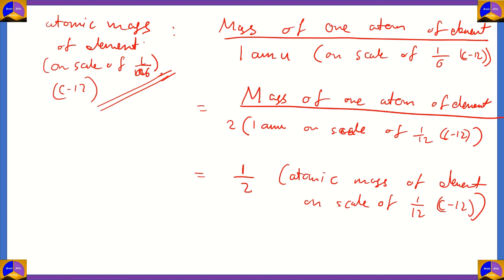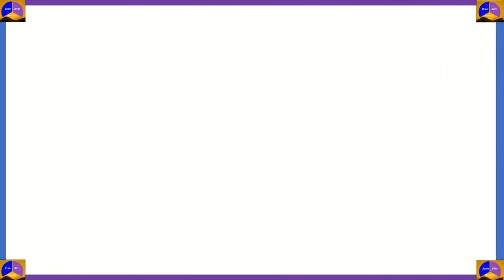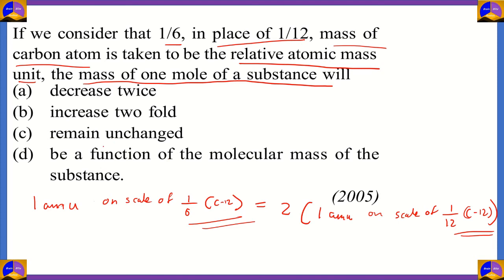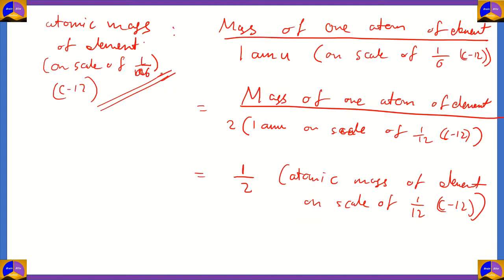So therefore, if you were to check our options, option A, decrease twice, is the correct answer, because here the mass decreases by half, because the denominator increases. In any case, if the denominator increases, the numerator decreases by the same proportion. So here the denominator increases by 2, so the numerator has to decrease by 2, so it decreases twice.